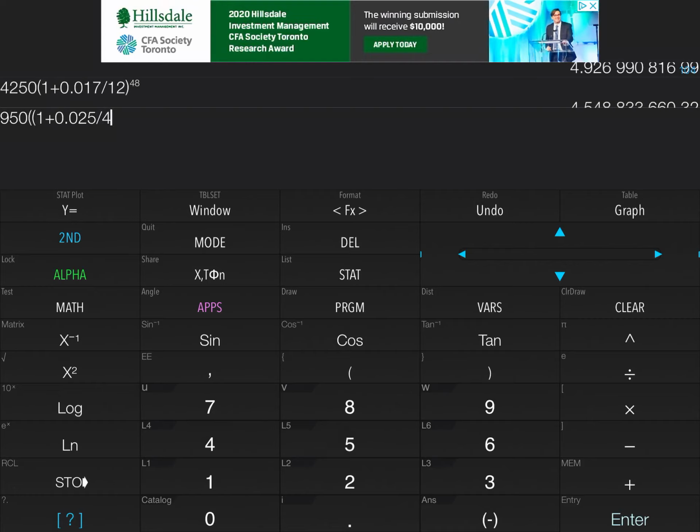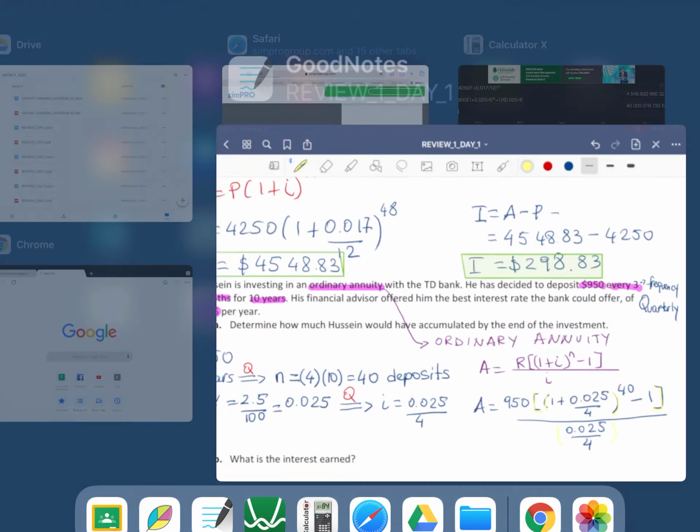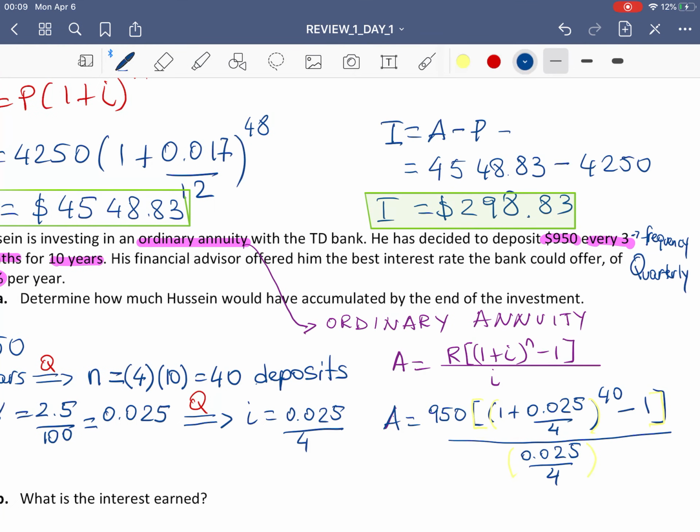Plus 0.025 divided by 4, close brackets, and that will be to the power of 40. And then we minus a 1, close brackets, divide. Now your denominator must be in brackets as well, so we go 0.025 divided by 4 again, and press enter. And we're going to get the amount of money that Hussein will be able to accumulate in 10 years. So let us go back to our video.